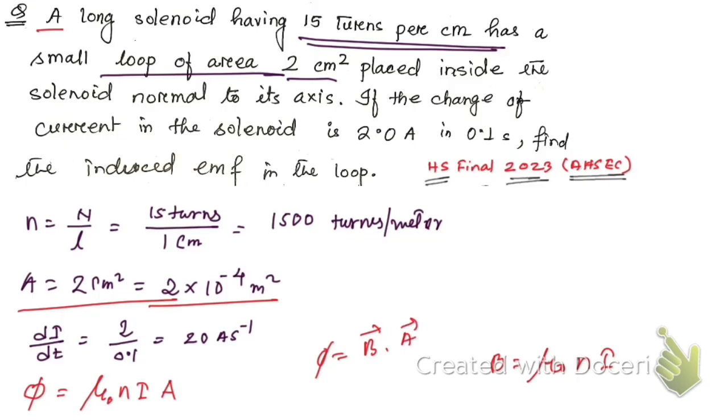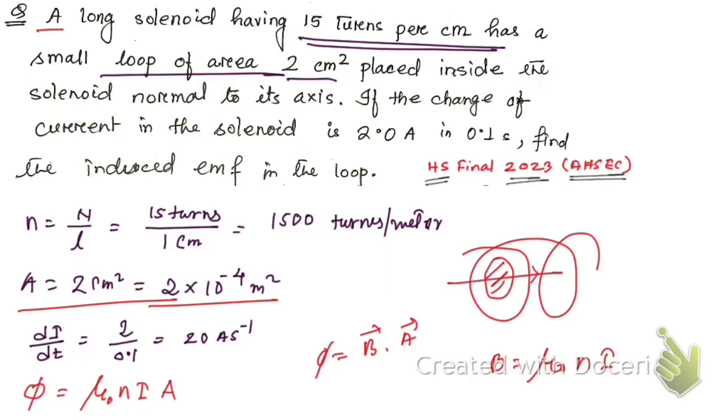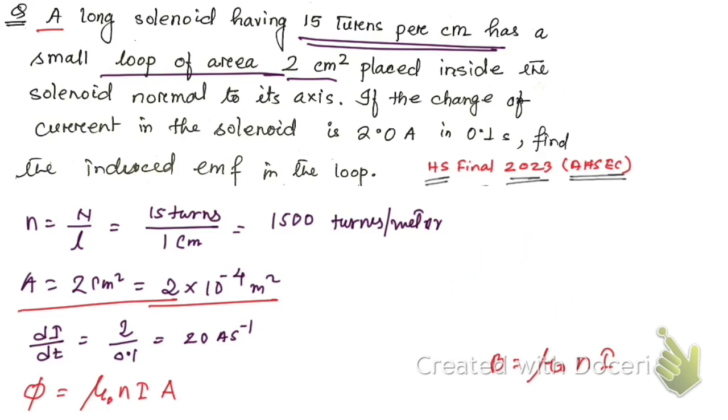Here this loop inside the solenoid is perpendicular to the axis of the solenoid. That's why the area vector of this loop will also be in the same direction as the axis. You can say the area vector of this loop and the axis will be parallel, so theta will be 0. So we can simply write B dot A cos theta, that means cos 0, that is B into A. Here the magnetic field is this and the area is this. Hope you have understood this.